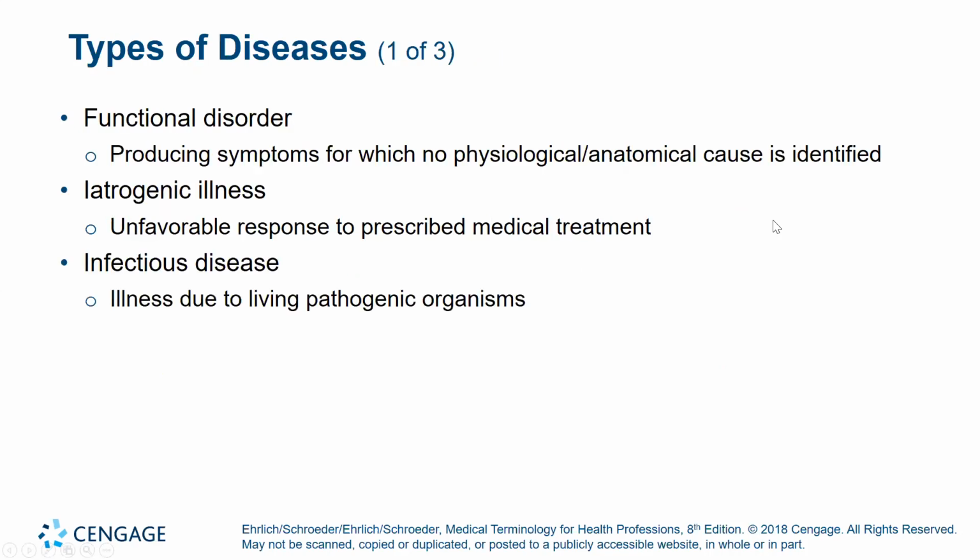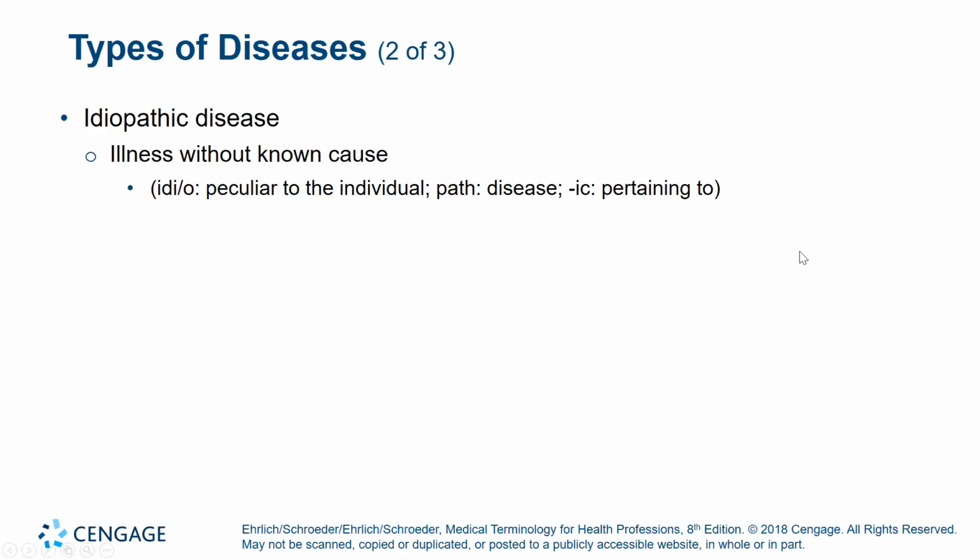Types of diseases. We have functional disorder diseases, iatrogenic illnesses, infectious diseases. Idiopathic disease. Idio is peculiar to the individual. Path is disease, ic is pertaining to. So idiopathic is illness without known cause. They don't know what's causing that illness.